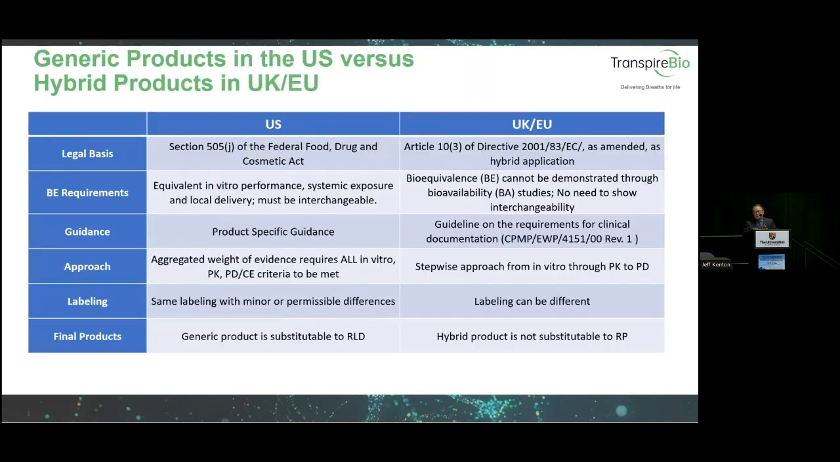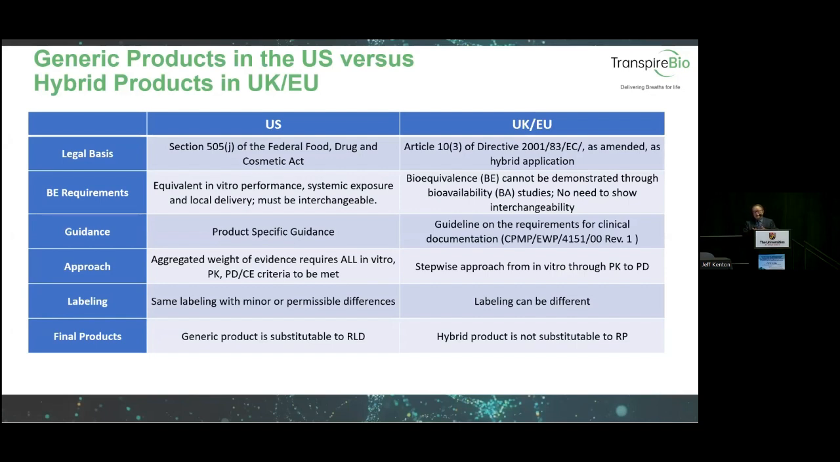Why? Of course we know that the legal bases are different between the US and the UK, and more importantly, the bioequivalence requirement is very different. In the United States, we need equivalent in vitro performance, systemic exposure, local delivery, and Q1, Q2, etc., and it must be interchangeable. In the UK and Europe, bioequivalence is considered not being able to be demonstrated through a bioavailability study, therefore it's called a hybrid product. So there's no need to show interchangeability.